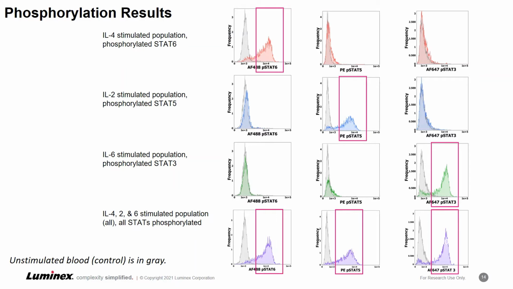The Phosphoflow results show that IL-4 stimulated STAT6, as in the top panel, and you can see a shift in fluorescence outlined by the box. IL-2 stimulated STAT5, as seen in the second row, and IL-6 stimulated STAT3 in the third row. On the bottom part of this slide, you can see a mix of interleukins phosphorylated all the STATs we investigated. The unstimulated blood is shown in gray, and this is the negative control.